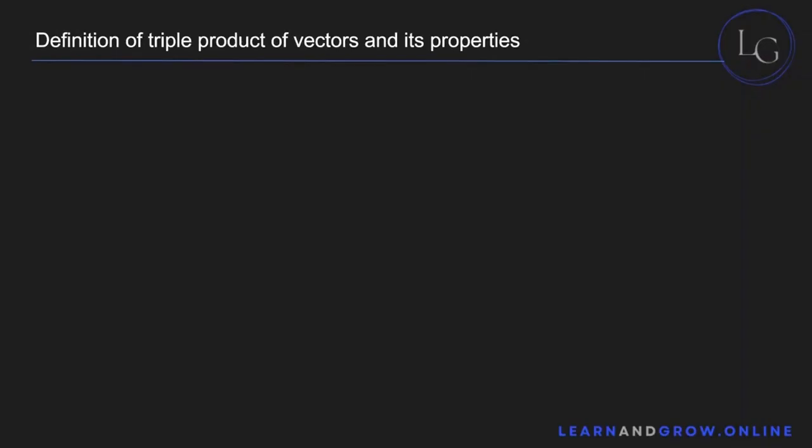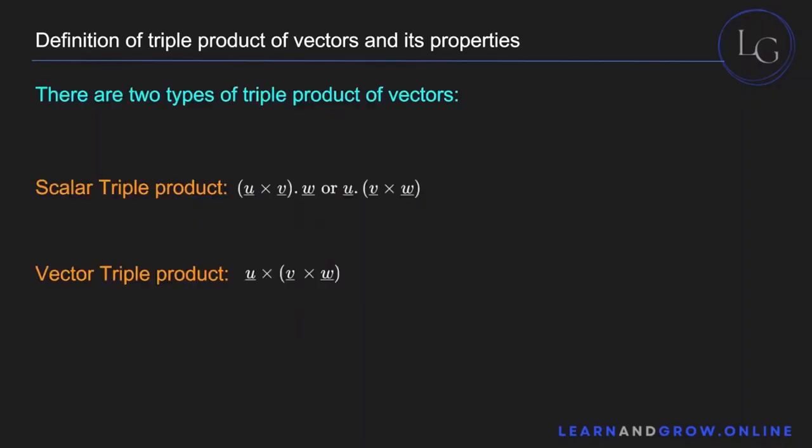Now, let's see the definition of a triple product of vectors and its properties. There are two types of triple products of vectors: the scalar triple product and the vector triple product. In the scalar triple product, you take the cross product of two of the three vectors, and then you take the dot product of the result with the third vector. You can take it in any sequence you want. You can first take the cross product of u and v, and then take the dot product of the resultant with w, or you can take the cross product of v and w and then take the dot product of the resultant with u.